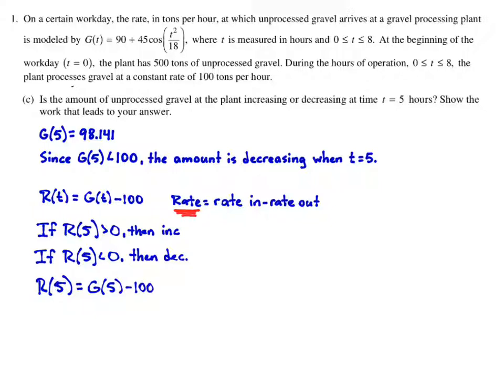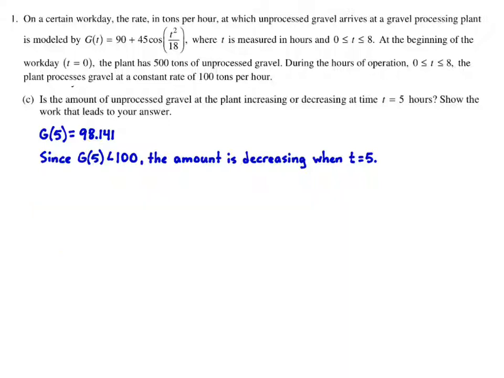And so we know that g of 5 is what? g of 5 is 98-ish minus 100. And so we can see that r of 5 is actually a negative number. And as a result of that, since r of 5 is negative, we can see that the amount is actually decreasing. So that's another way of looking at it. That's not how I did it, and that's okay if you did it that way.